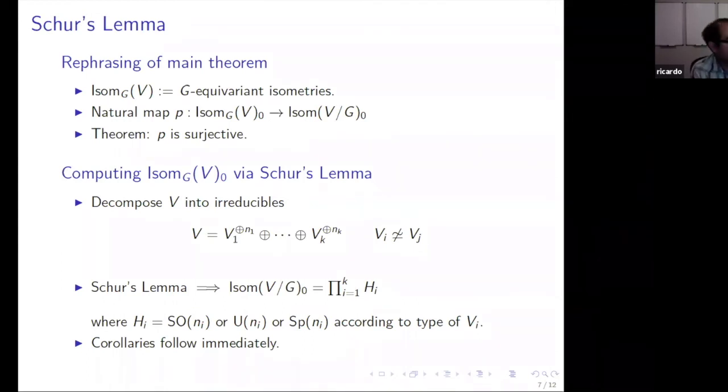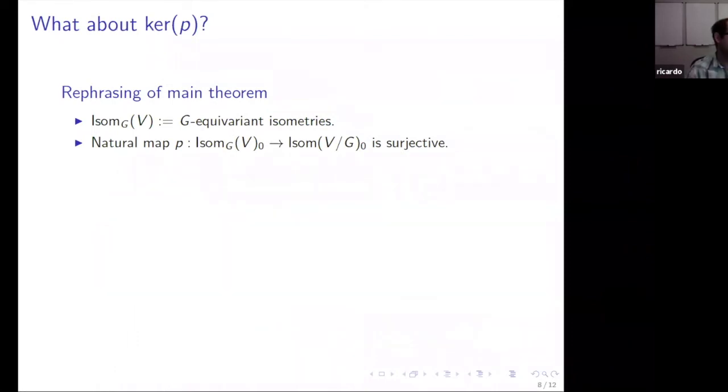Okay, so that's great. But now let's move on to how we actually compute the kernel. What can we say about the kernel? The first step in our computation was to compute this large group, the equivariant isometries. That's what I just said, Schur's lemma. So the next step is, what about the kernel? How can we compute it? I just copied again the rephrasing of the main theorem here.